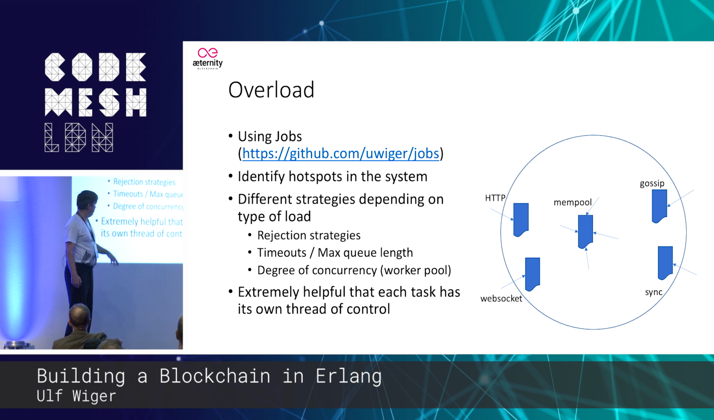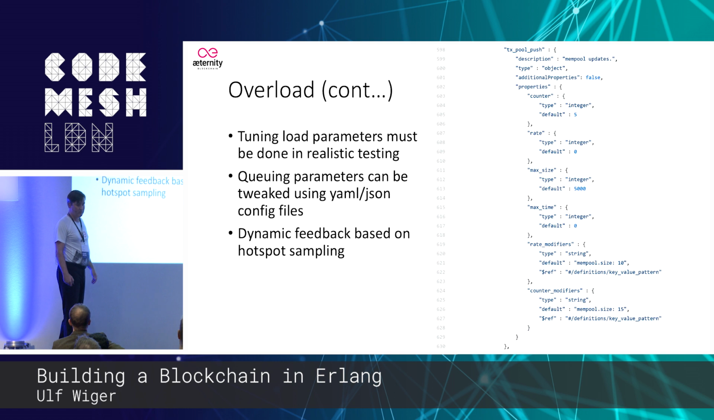But on the other hand, we have a sampler on that. So basically, if the size of the mempool starts growing, then we try to push back, so that we start rejecting work and start queuing it so that we can stay at reasonably good throughput.